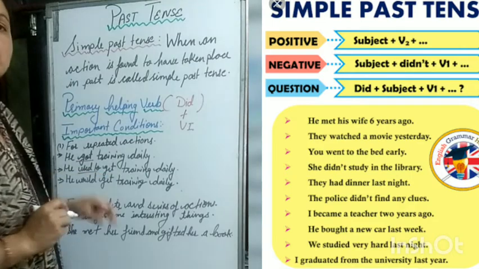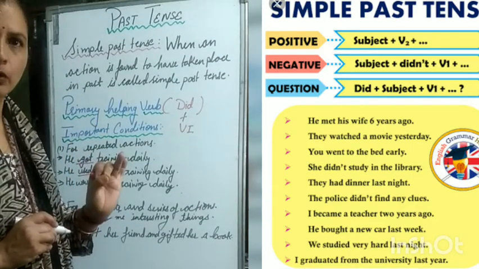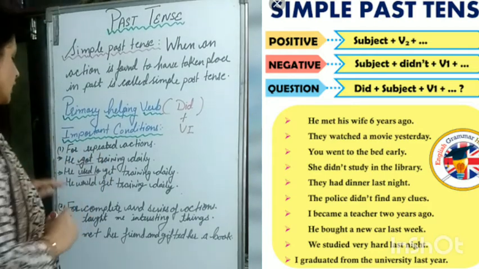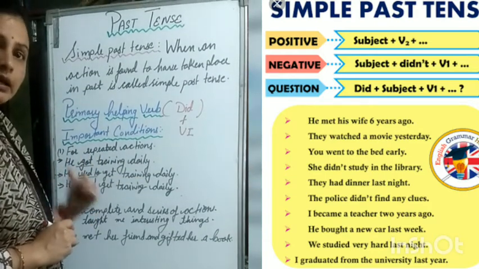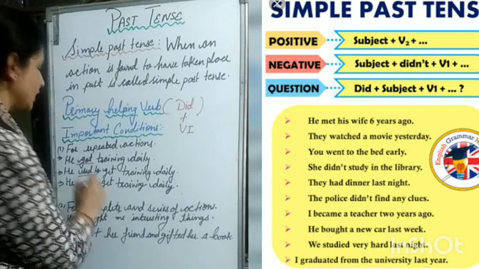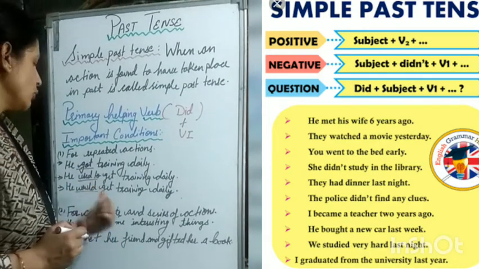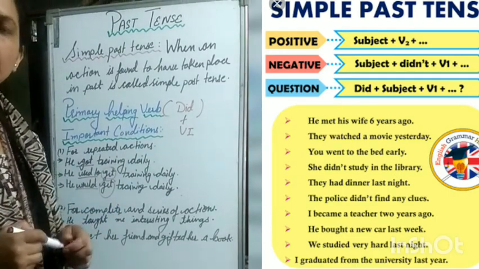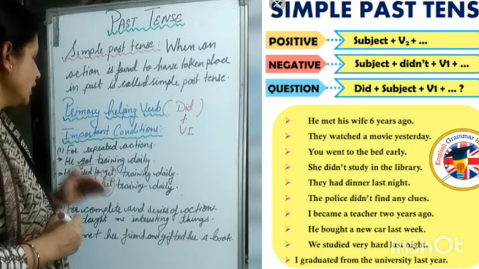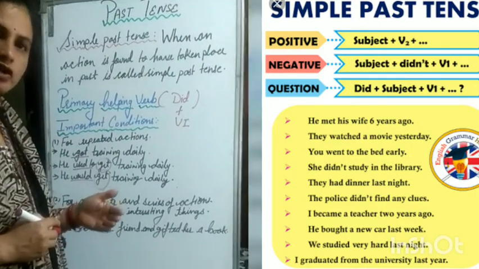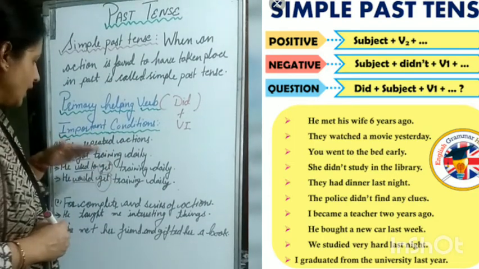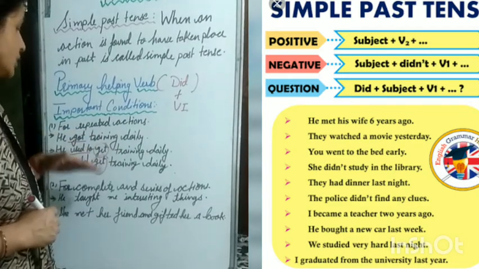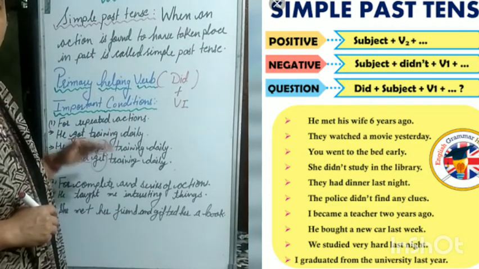And this main verb is written in first form. So with used to we write main verb in first form. Then he would get training daily. Here we have used would, that is second form of will, and with that we have used first form of verb. Now see, whenever there is a matter of repeated action, you can use any one of all these three.